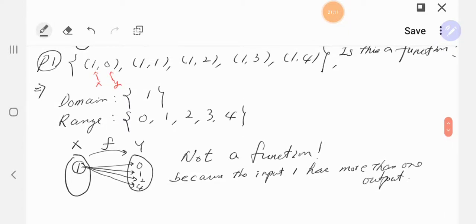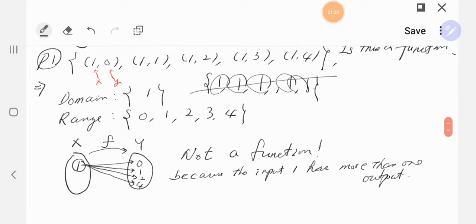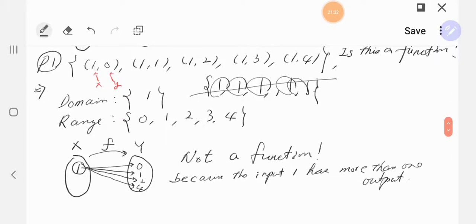So the domain is 1. Each ordered pair has x value 1, right? So if it has 1, 1, 1, 1, 1 like this, then we use only one element. Instead of using all of this, just use 1. Okay. So input 1 has many outputs, so it's not a function.